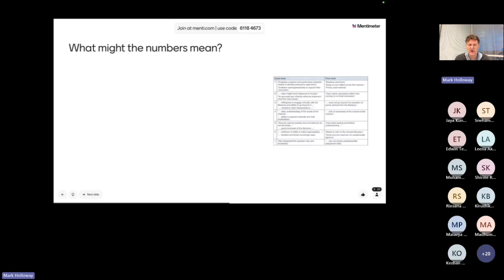So what's your interpretation? What does 1 mean? What does 2 mean? What do these different numbers mean? Feel free to take a guess. I know it's not an easy question, but have you got any idea what the numbers 1 to 7 might mean in this table?